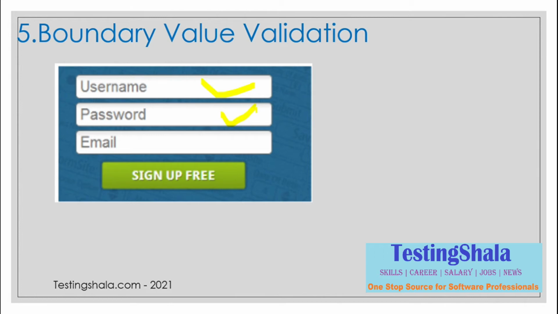So boundary means, if there is a number ranging from 0 to 100, you should validate -1 before 0, and then after 100. At that time also you should take that kind of values with the right error messages.